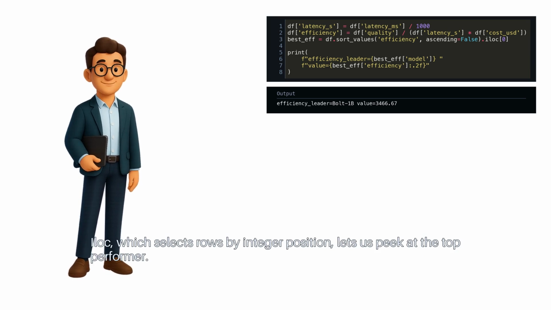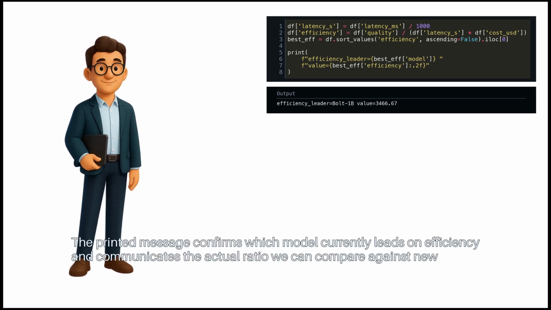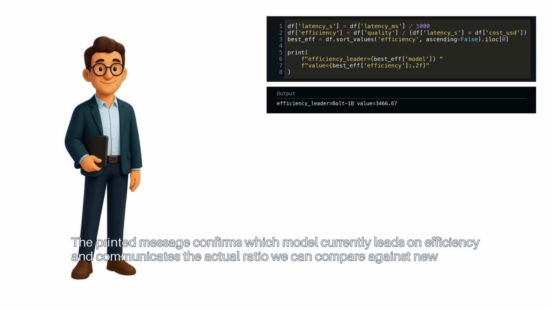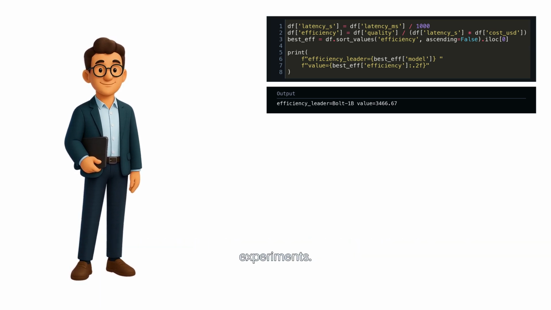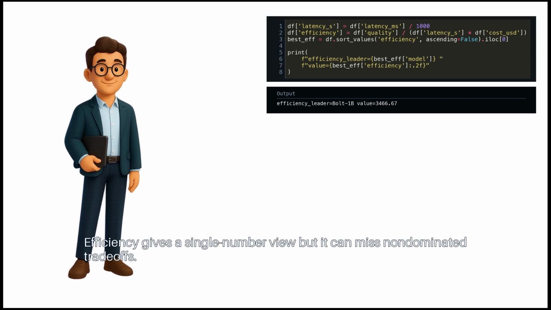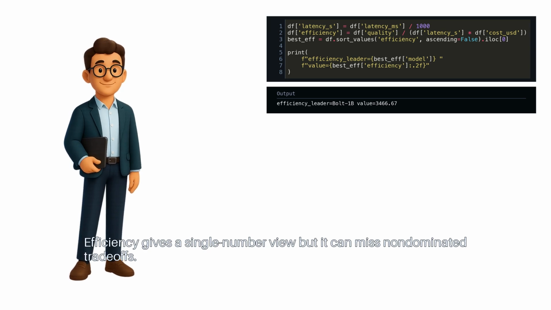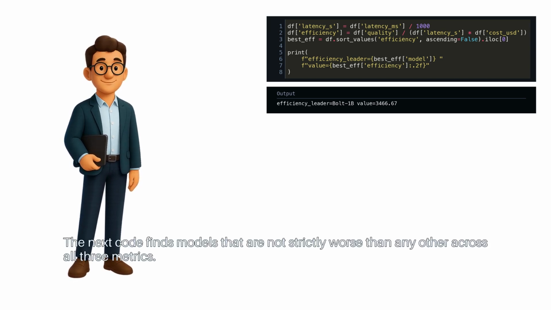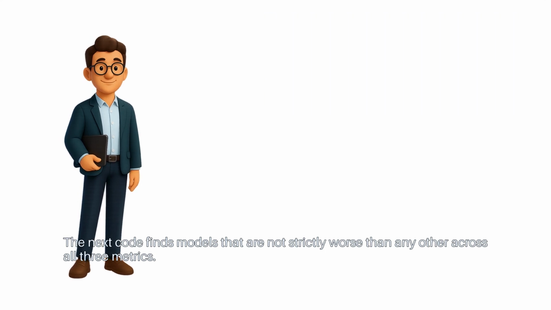iloc, which selects rows by integer position, lets us peek at the top performer. The printed message confirms which model currently leads on efficiency and communicates the actual ratio we can compare against new experiments. Efficiency gives a single number view, but it can miss non-dominated trade-offs. The next code finds models that are not strictly worse than any other across all three metrics.